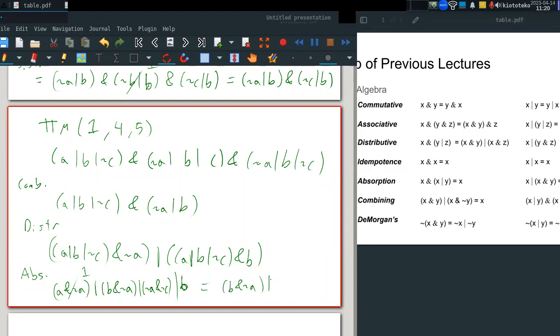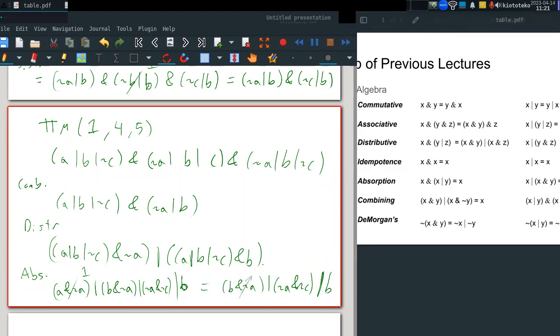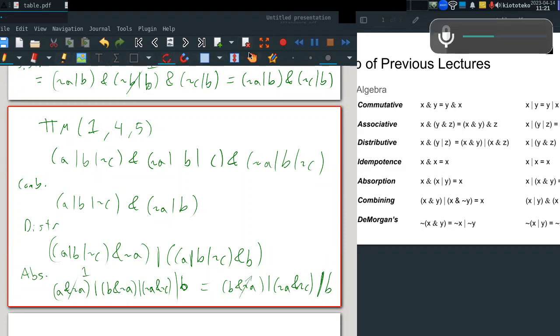Okay, I see. And A and not C. And B, no? Again, we can apply absorption. So we can remove this term. And at the end, we will get that our expression is this one. This is our expression.